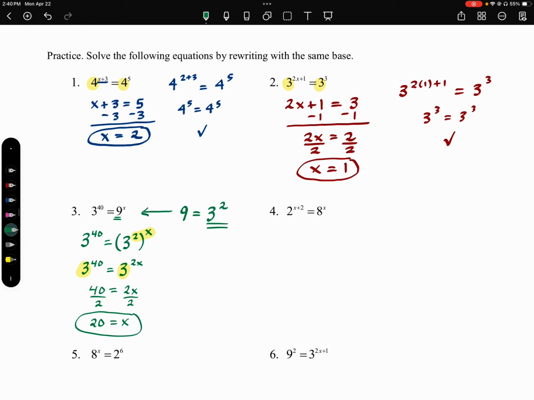And we can check it, right? Let's say we've got 3 to the 40th power. That's going to be a big number. And then we're going to say 9 to the 20th power. Are these two things the same?